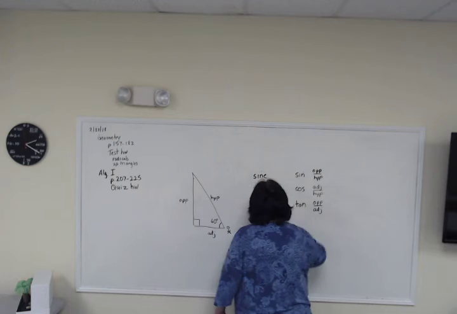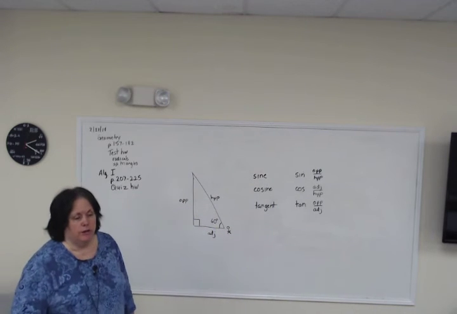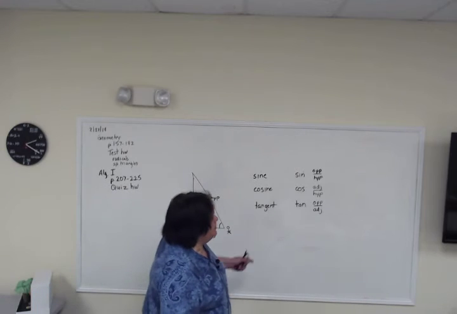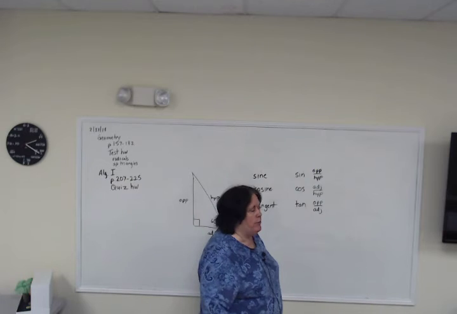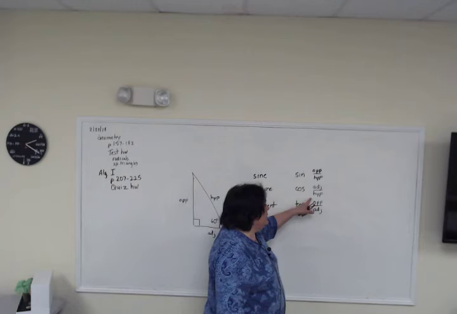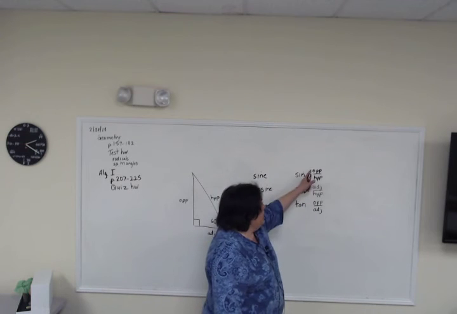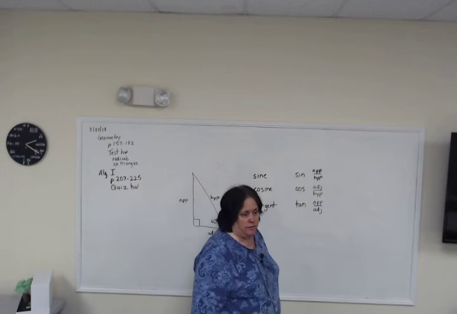Now you have to memorize these ratios, and there are a couple of tricks for doing it. I just remember sine, cosine, tangent. I memorize that. Then I say opposite, adjacent, hypotenuse under the first two.